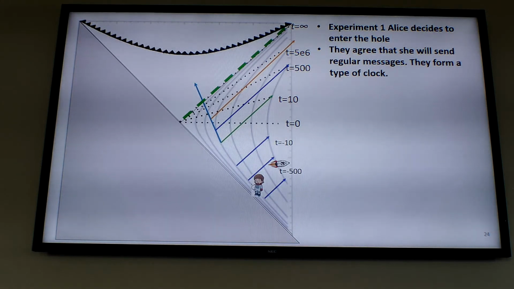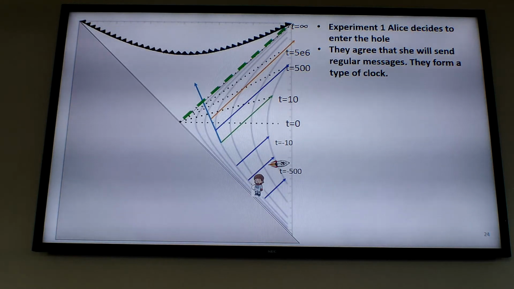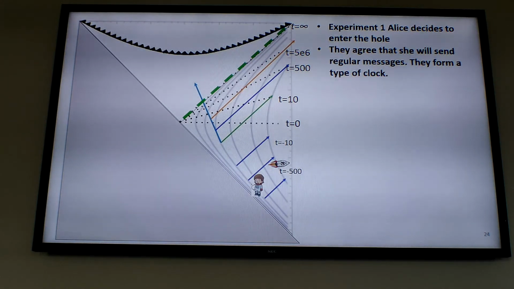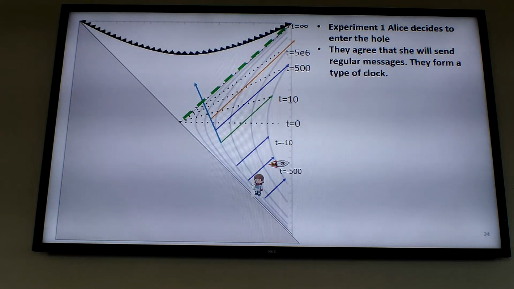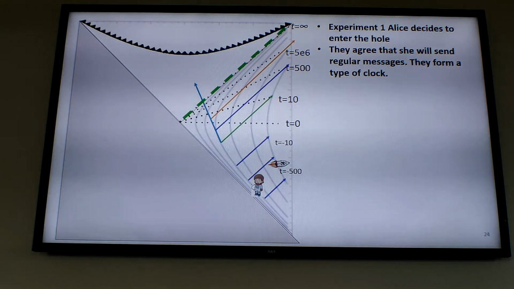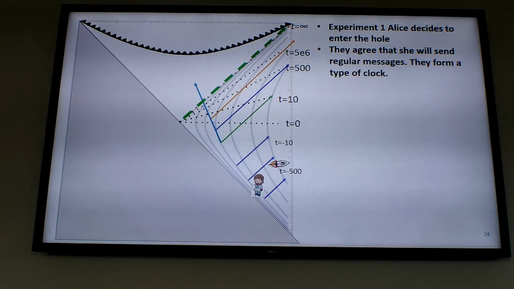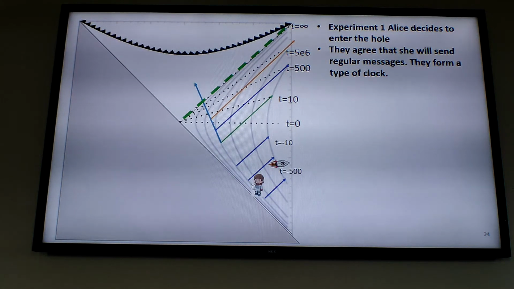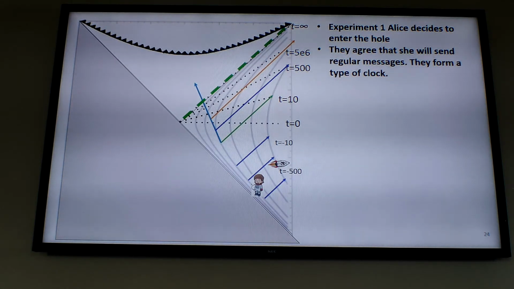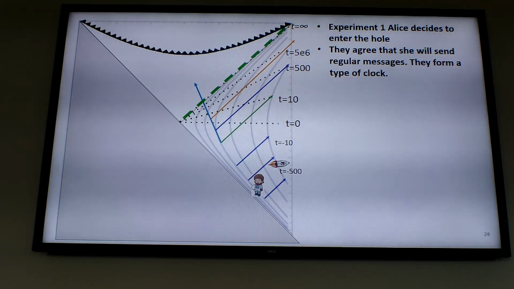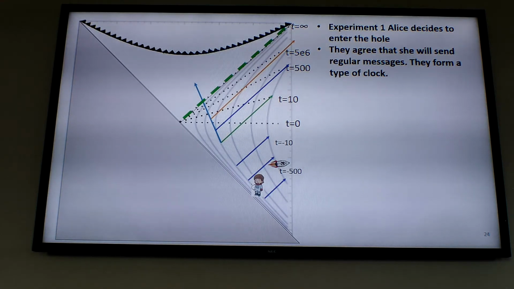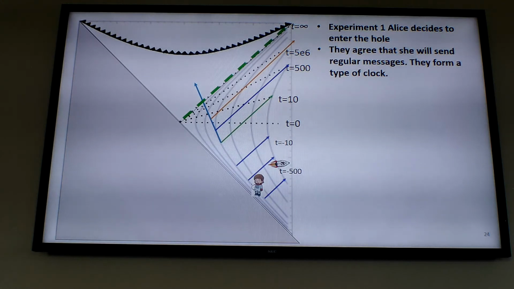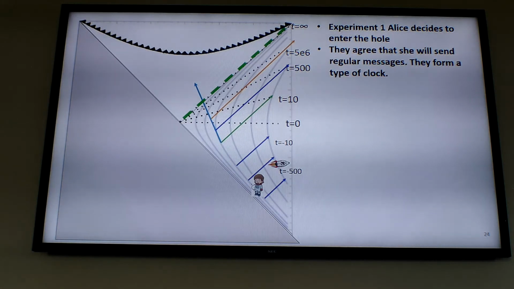She agreed ahead of time, I'm going to send you a signal every second. But because of the curvature of space-time, Bob says, wow, when we started this experiment, there was like 1 second between signals. And now it's more like minutes, and now it's more like years, and now it's more like hundreds of years. Her clock is slowing down. That's his observation.